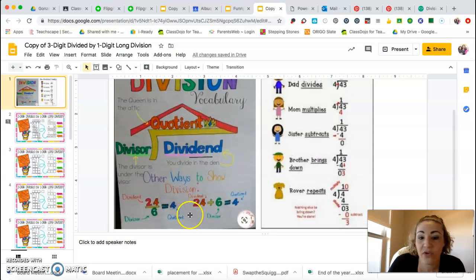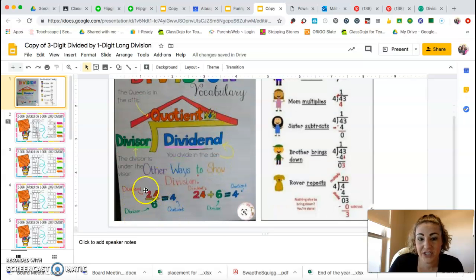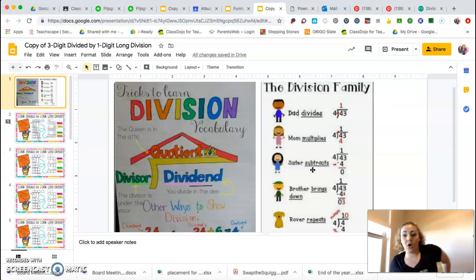There are some other ways to show division. This is using long division, which we're going to go over. This is showing it in fraction form. This is showing it with the division symbol. And then, of course, there's also partial quotients. What I'm going to go over with you today is a poster that I created with my students called the division family. It teaches them the order in which they perform operations to do long division.